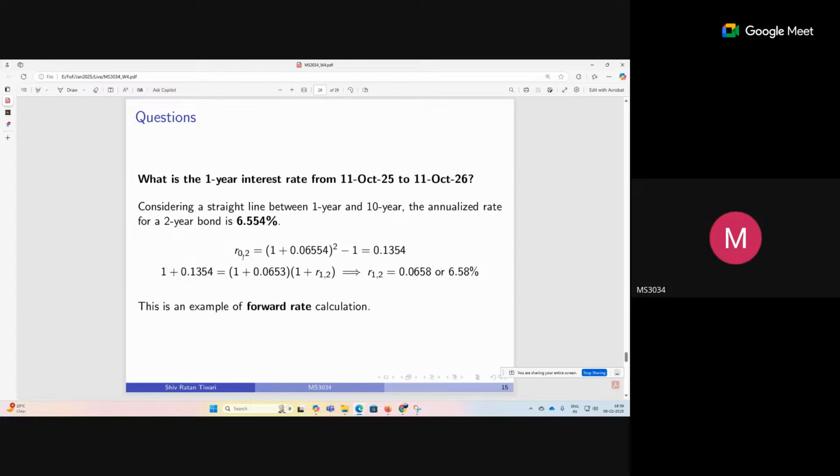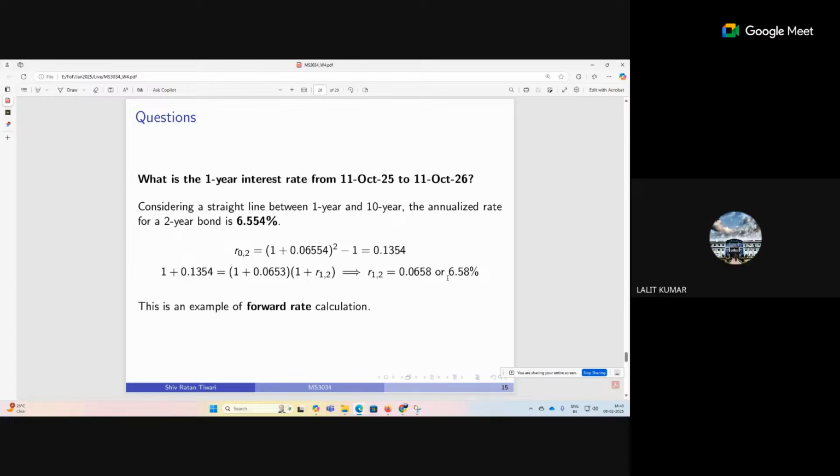And then we can use the annualized rate of return and total holding rate of return, and through that formula we can calculate R12, which is the return you will earn in the coming year if you purchase a bond after 1 year. Through that calculation, R12 comes out to be 6.58%. So this is an example of calculating forward rates, which means the rates that you are going to earn in the future.